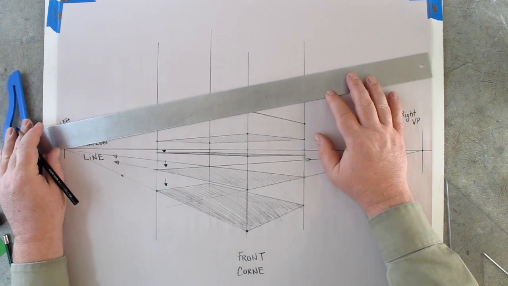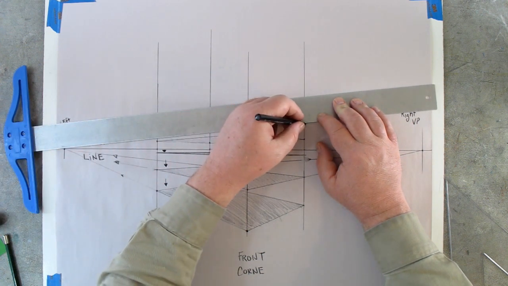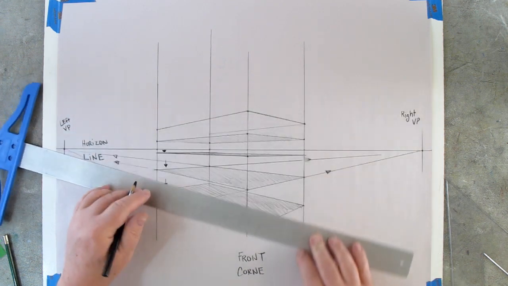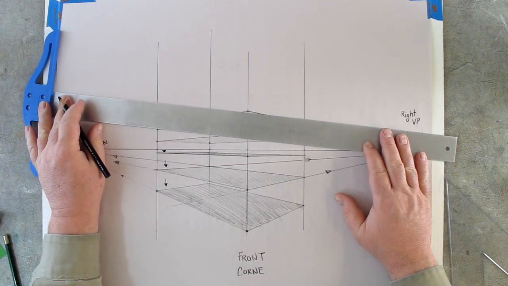So again, we're going to take this here to the right and left vanishing point. This goes to the box. It comes down here. It touches there. And it touches there. So this is opening up.